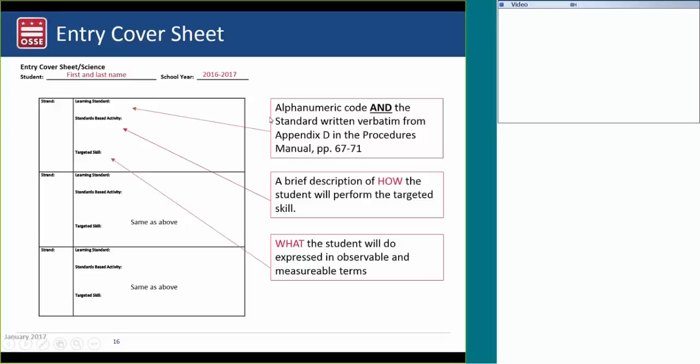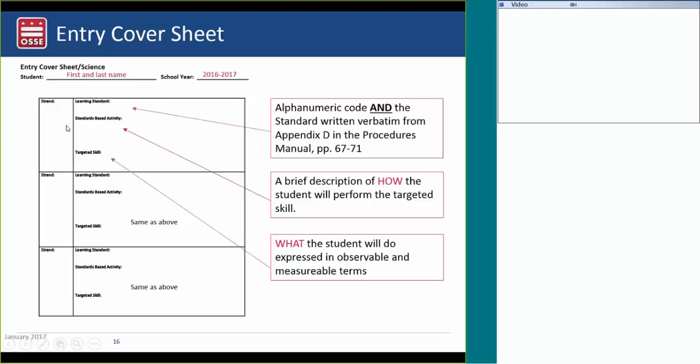This learning standard piece was a particular problem in the past assessment year because people wrote the alphanumeric code of the learning standard, which is available in Appendix D in the procedures handbook. The alpha code, but you also have to write out the standard verbatim, and it needs to be written in right here. Okay, this is also written out for you in the procedures handbook on page 14, I believe it is. Okay, and it's laid right out. You need to put in the learning standard and the alphanumeric code. People typically do the alpha code first and then write out the standard in this space.